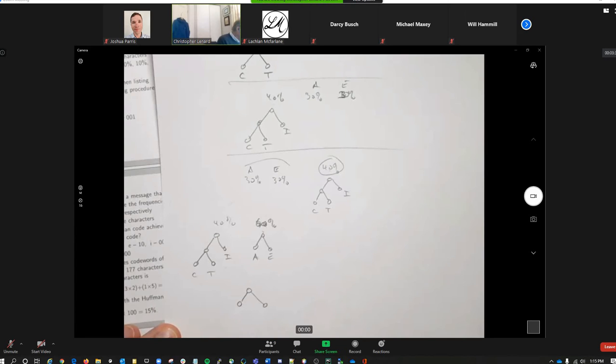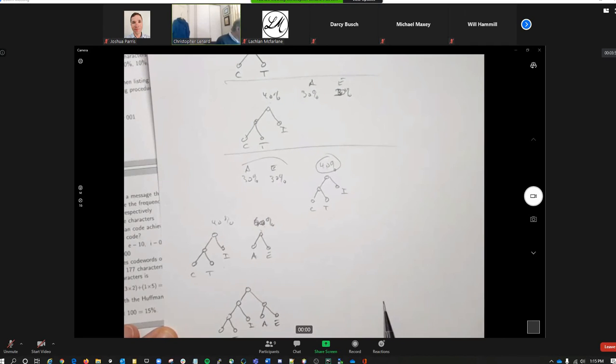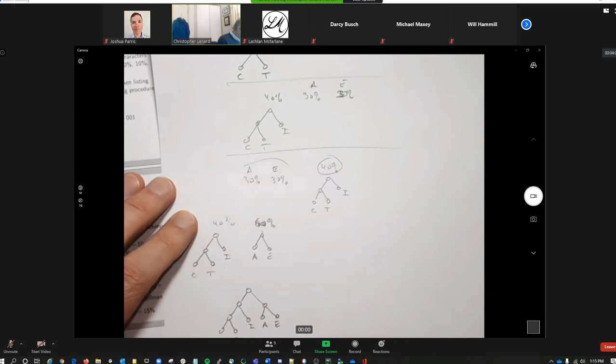So the left tree and the right subtree. The left subtree is all of that. So CTI. The right subtree is all of this. So A and E. And we label them left branch 0, right branch 1, left 0, right 1, 0, 1, 0, 1.